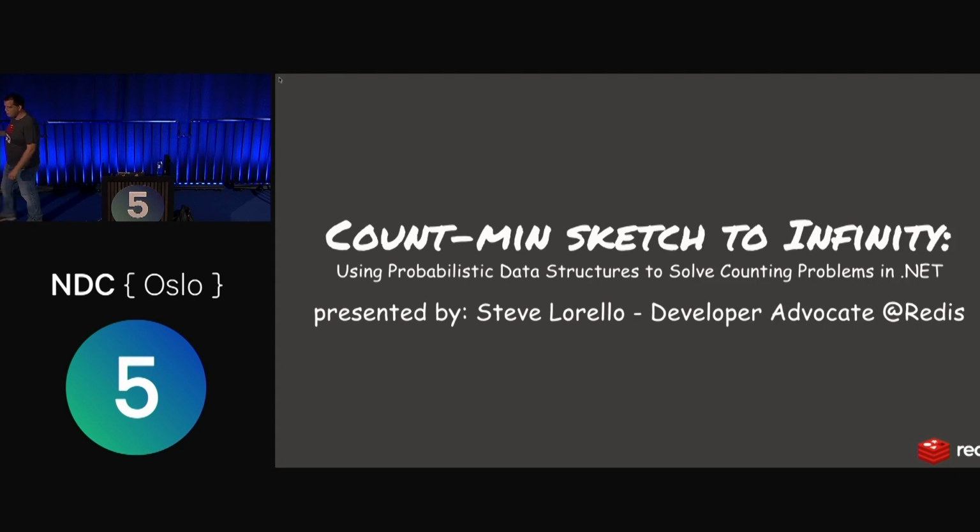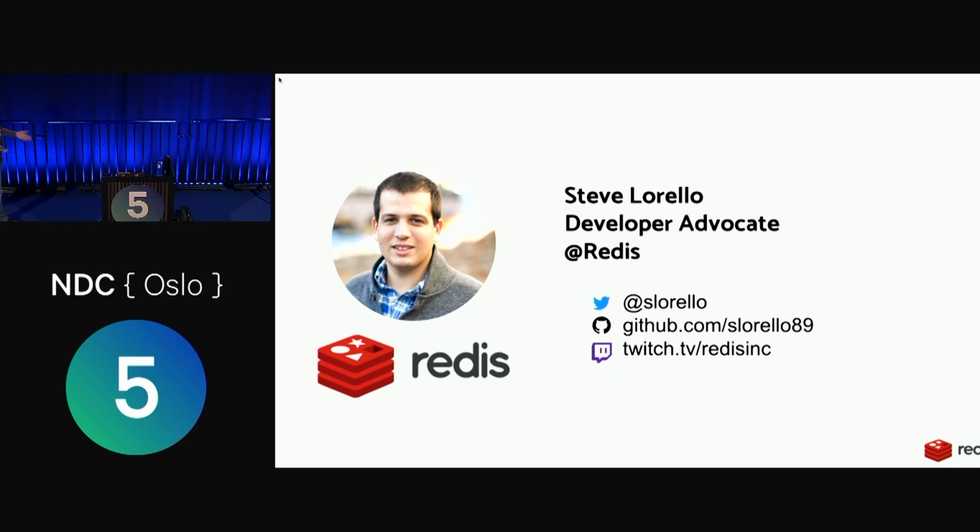So for those of you who don't know me, my name is Steve Lorello, and I am a developer advocate at Redis, and specifically I'm the .NET developer advocate, and a lot of my work sits at the intersection between .NET development and Redis. And this talk in particular gets to scratch a couple of those really neat zones in my computer science brain, because we get to talk a little bit about algorithms, a little bit about .NET, and a bit about Redis. So this is actually a really fun talk for me.